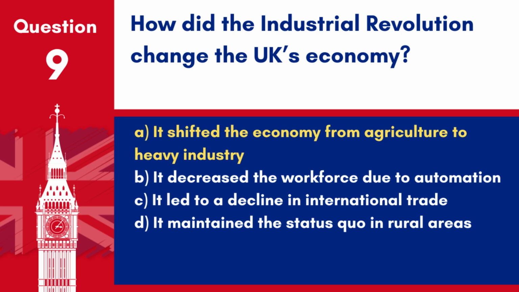Answer: A. It shifted the economy from agriculture to heavy industry. The Industrial Revolution marked a significant shift in the UK's economy from primarily agricultural to industrial and manufacturing-based.